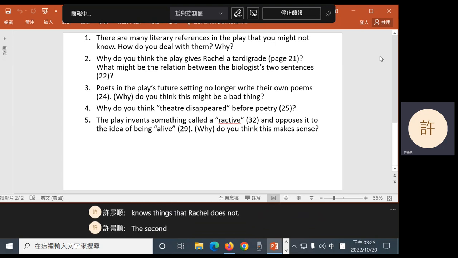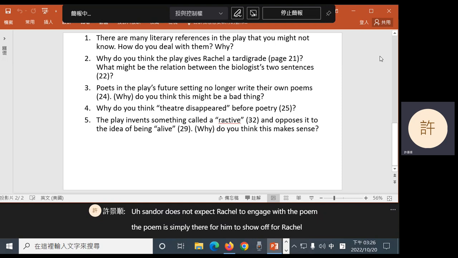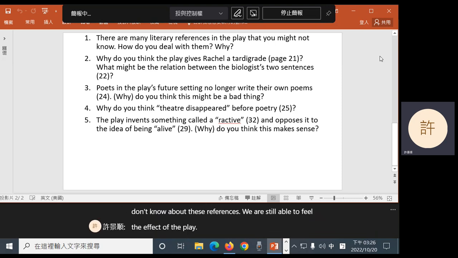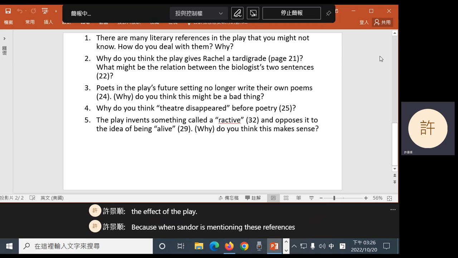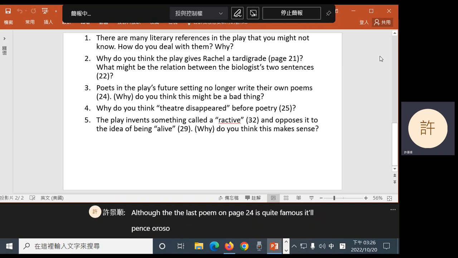The second reference is near the end of this same page. And again, Sandor does not expect Rachel to engage with the poem. The poem is simply there for him to show off for Rachel. So again, on this page, these two examples, if we don't know about these references, we are still able to feel the effect of the play. Because when Sandor is mentioning these references, he's not communicating about them anyway. Although the last poem on page 24 is quite famous, Il Penseroso by John Milton.